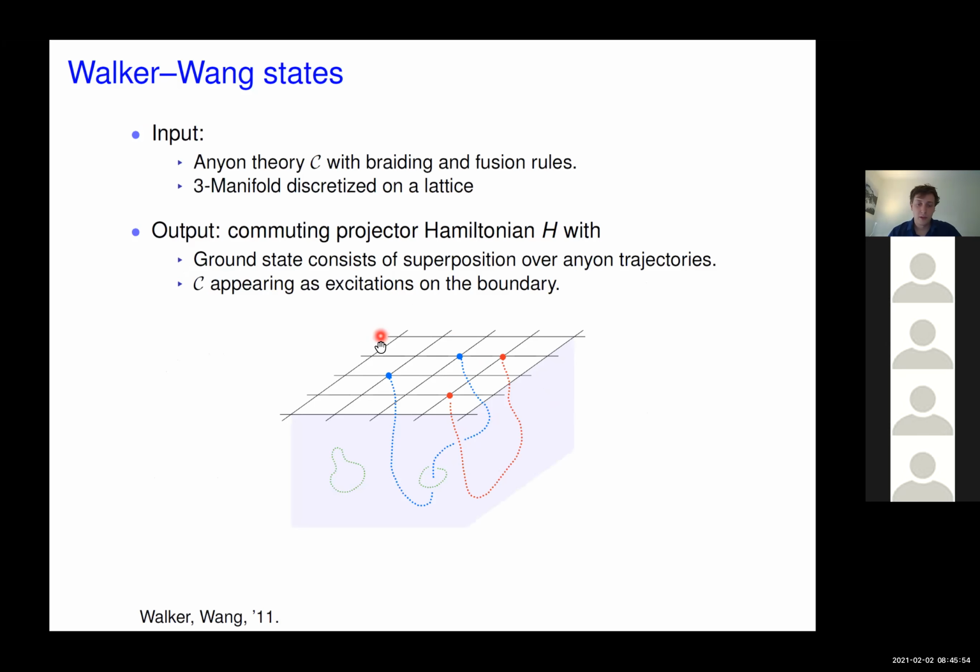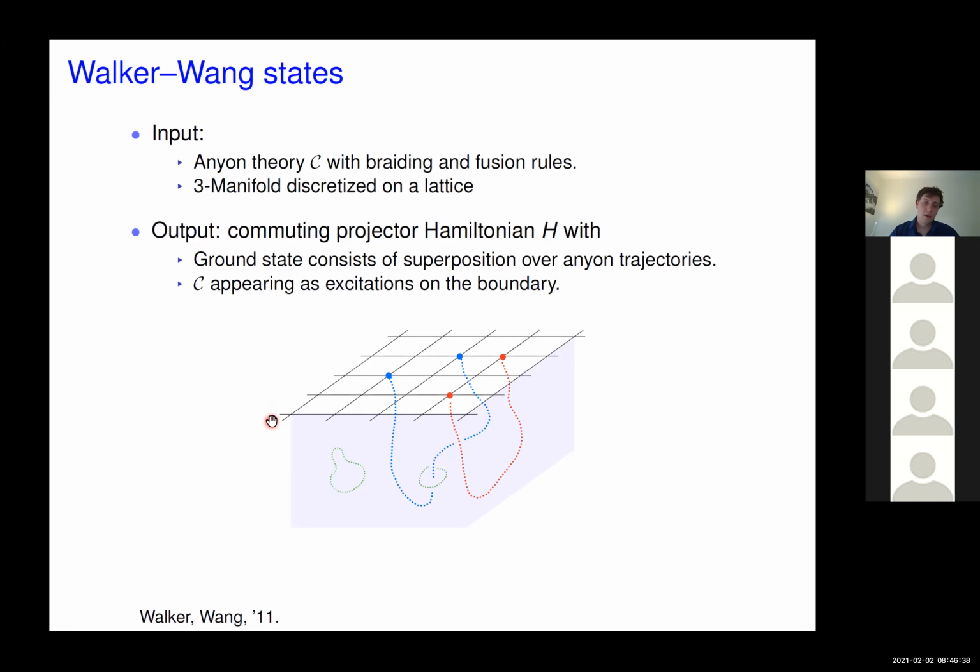So the input to the Walker-Wang model is an anyon theory, meaning some set of particles with braiding and fusion rules, along with some discretization of a three manifold. And then at a high level, for this given input theory and lattice, the Walker-Wang construction prescribes a commuting projector Hamiltonian whose ground state looks like weighted superpositions over all, not all, but some braided anyon diagrams, particularly those that are closed. So you can think of these configurations that appear in the superposition as world lines of the underlying anyons that you put into the theory that are undergoing some braiding and fusion, and more on this later.